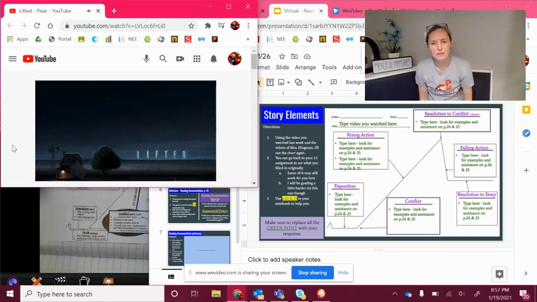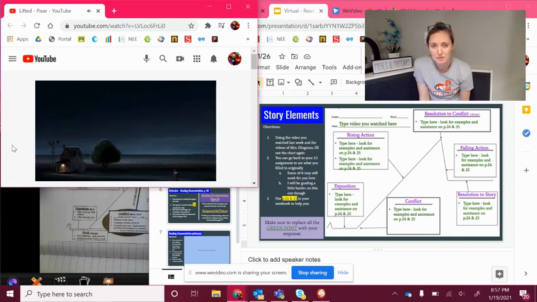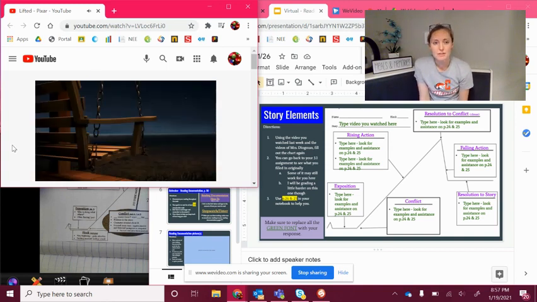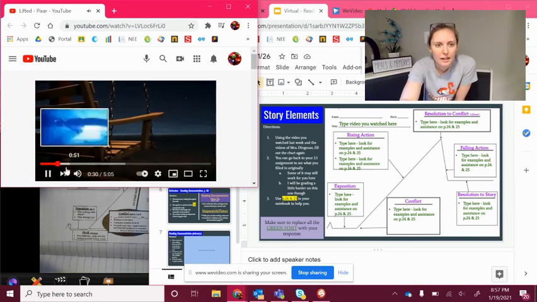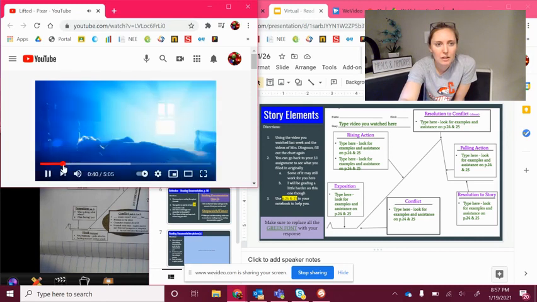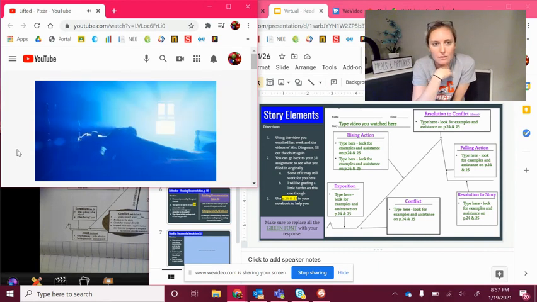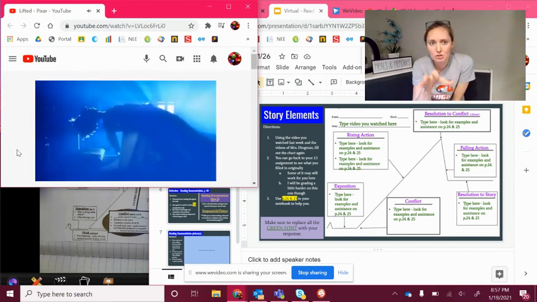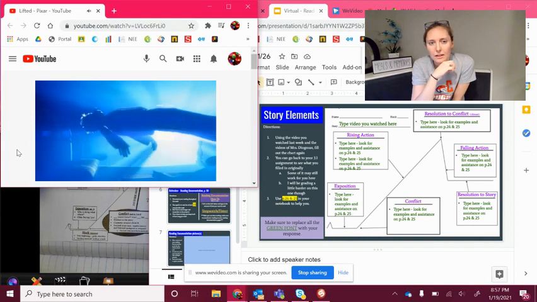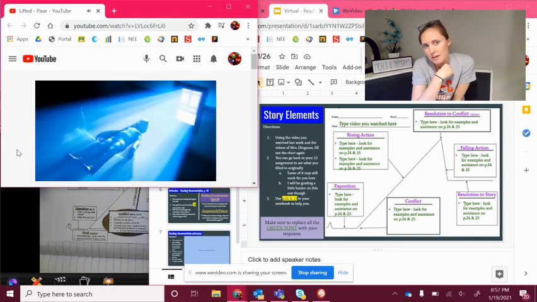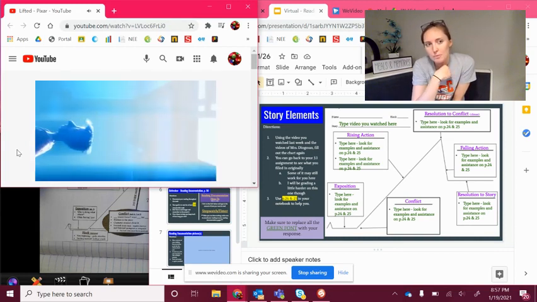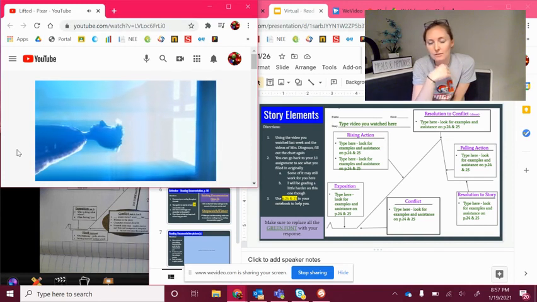All right, so we have Lifted right now. This is the boring part, the exposition. We're talking about the setting right now. So obviously the setting is taking place at night. Kind of creepy a little bit. Then we also have the characters. We have this man who's inside his house, and then also this alien ship thing happening. And obviously we're going to see here in a minute. But right now we're getting to the conflict.